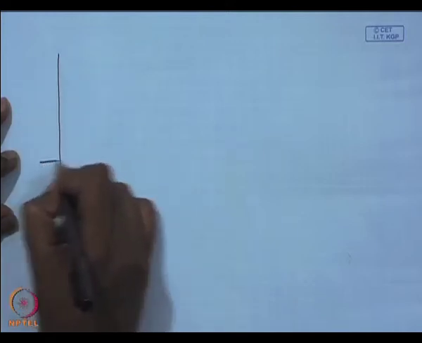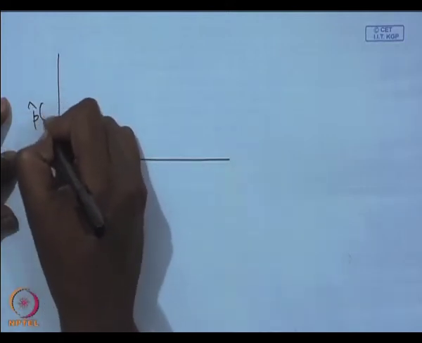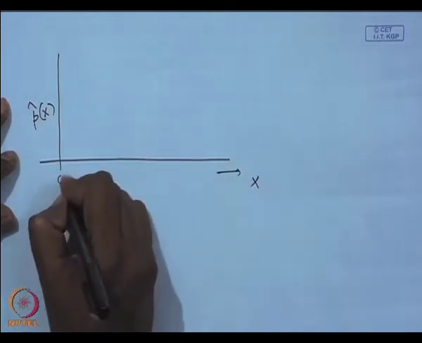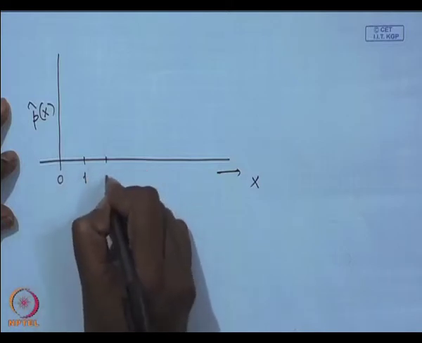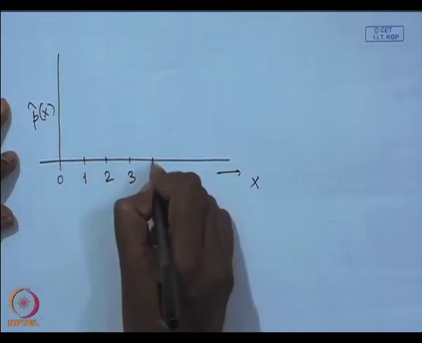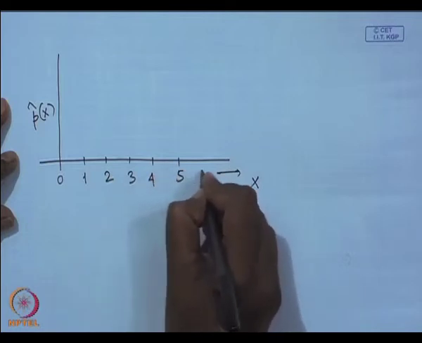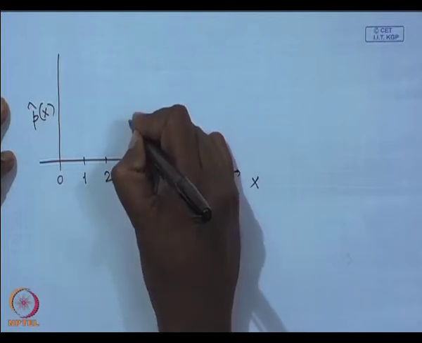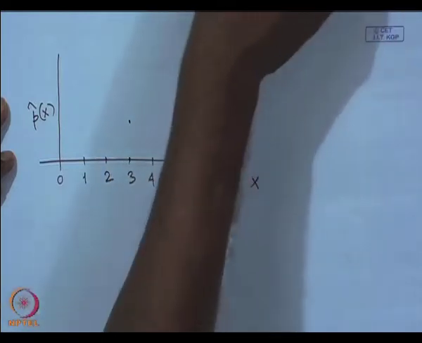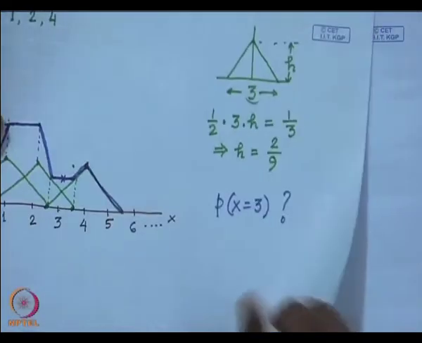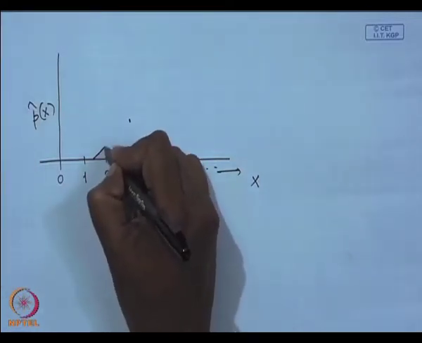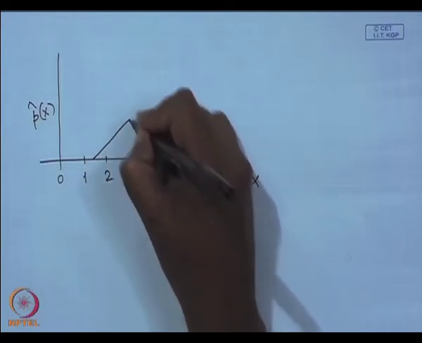So, I will have this p hat x, in this direction I will have x, with x equal to 0, 1, 2, 3, 4, 5 and so on. What I will do is put a window at location 3, of height, as we have said, 2 by 9. So, I will put one such triangular window at location x equal to 3. This triangular window will be like this.